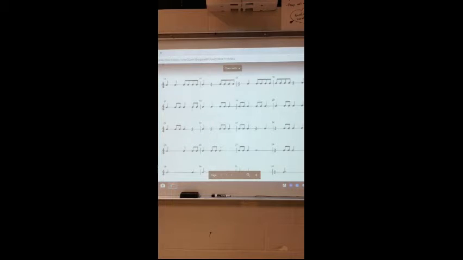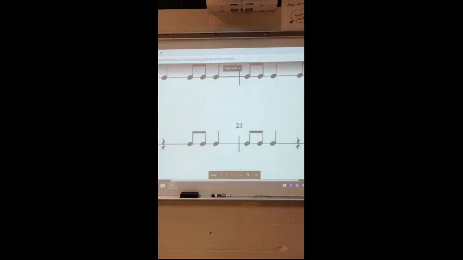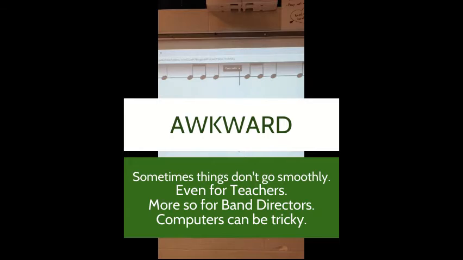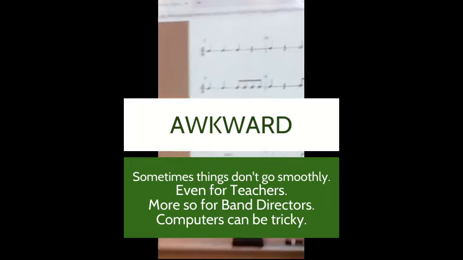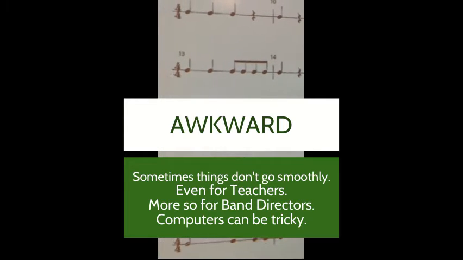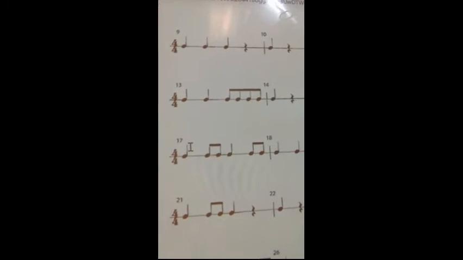Okay, so this is 13 in your book, and what I'm going to do is zoom in, and we're going to look just at measure 13 there. Not what I wanted to do, guys. Sorry about that. Well, I didn't think this through super great, so I'm just going to move my camera. There we go. Okay, so this is measure 13 in your yellow book.